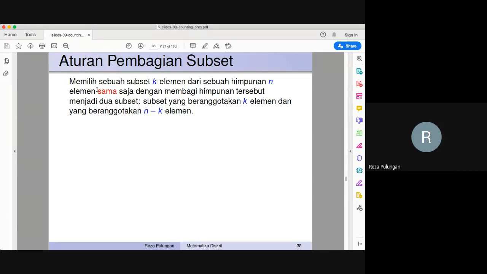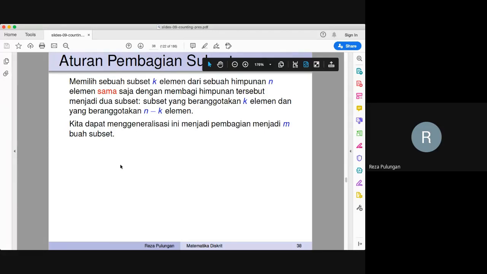So if I ask you to select k out of n, what you are doing is actually you have one particular set that contains n elements and you divide this set into two partitions. The first one contains k elements, the second one contains n minus k elements. And these problems are just the same. So that means, logically, n select k is just equal to n select n minus k. Yeah?